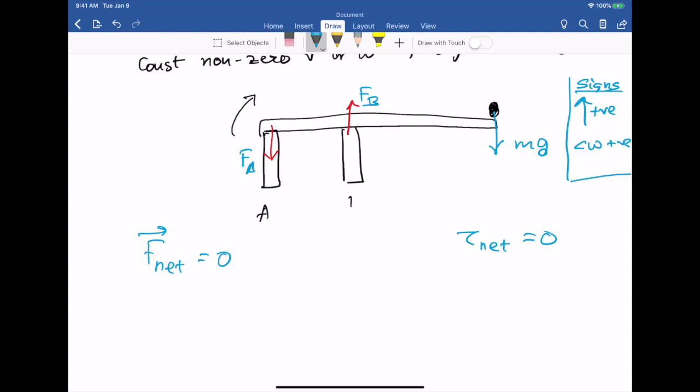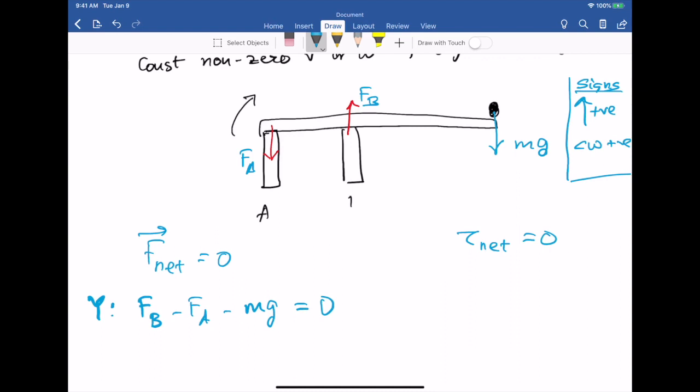So let's set up F net equals 0. All the forces are in the up-down direction. So we only need to set up F net equals 0 along the y-axis. So what equation do we get? What we get is Fb minus Fa minus Mg is equal to 0. Okay. We are looking for Fa. So clearly this equation is not enough.